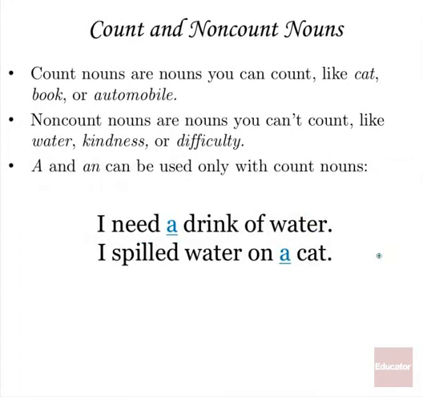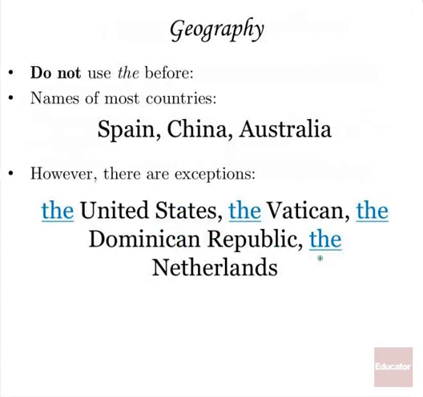All right. A and an can only be used with count nouns because, of course, those are the ones that can be singular and plural. I need a drink of water. Drink is a count noun. One drink, two drinks. I spilled water on a cat. Count noun. One cat, two cats. So you can use a and an with those.